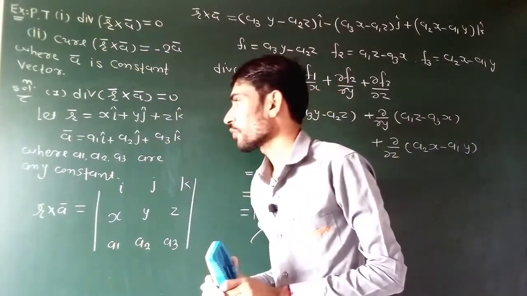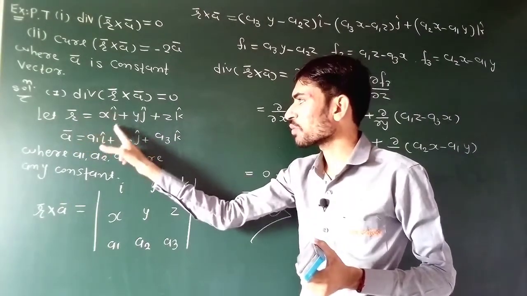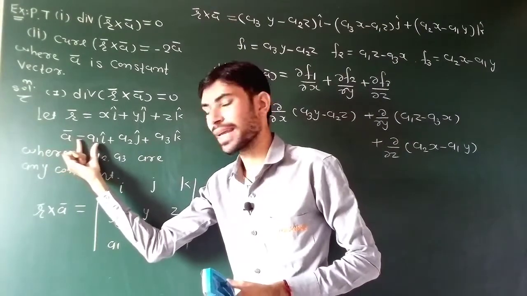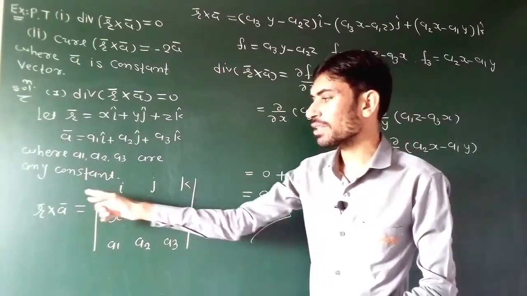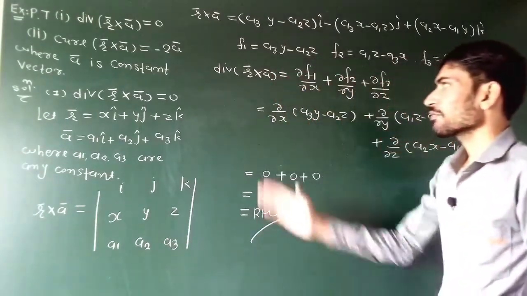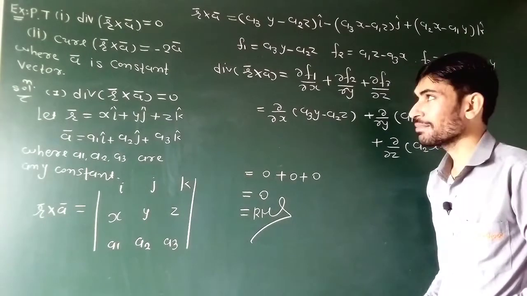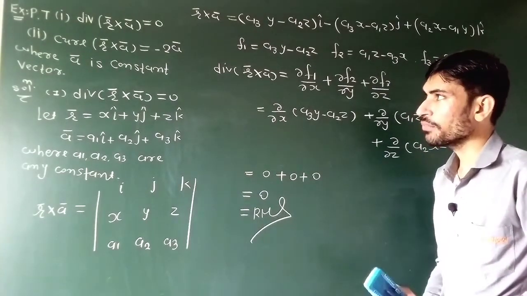and vector a. So first of all here we define the vector r bar as xi cap plus yj cap plus zk cap, and here we define any constant vector, say a1i cap plus a2j cap plus a3k cap, and first of all here we find its cross product. Next we find its divergence, and its divergence is 0. That means divergence of r bar cross a bar is equal to 0. So this is the proof of the first one.